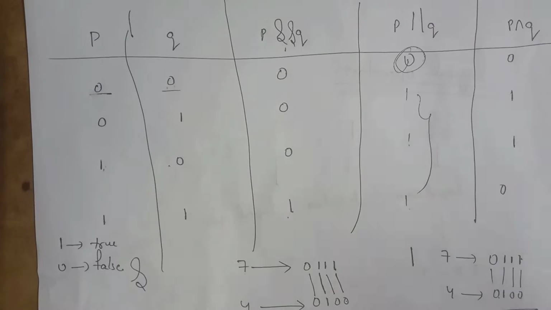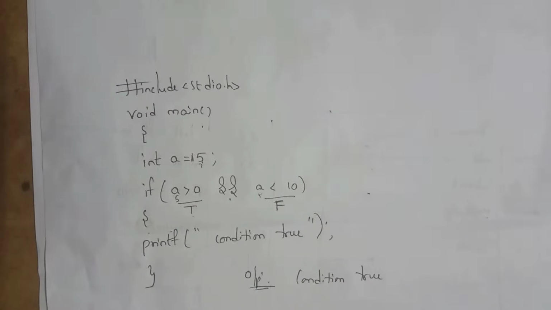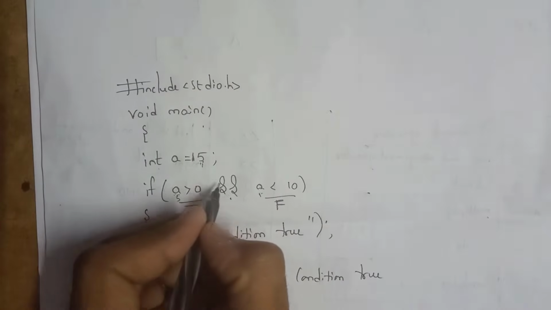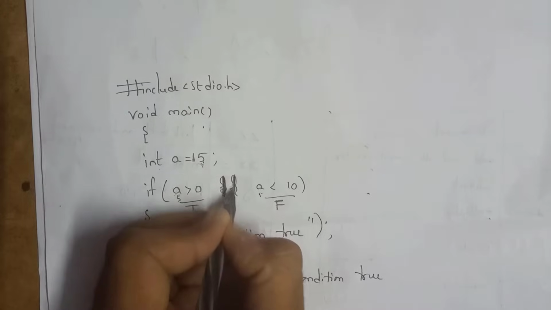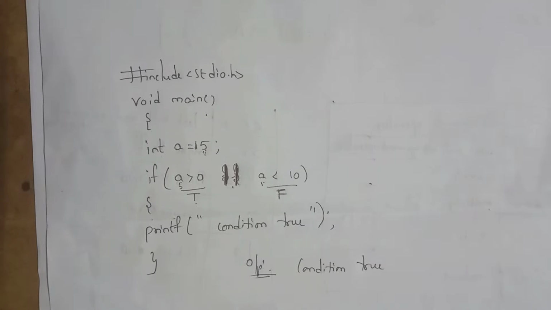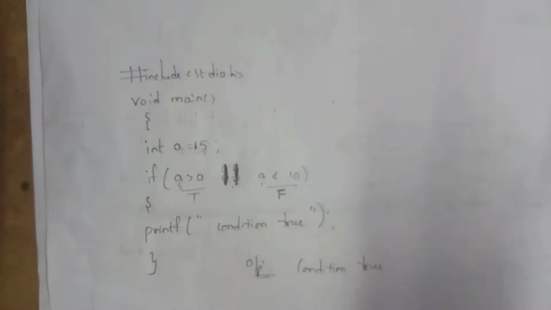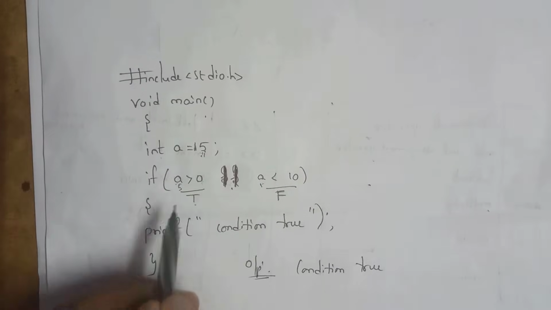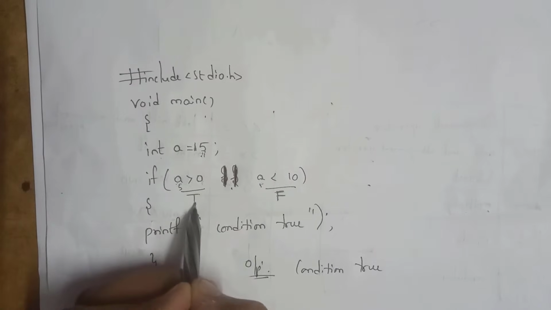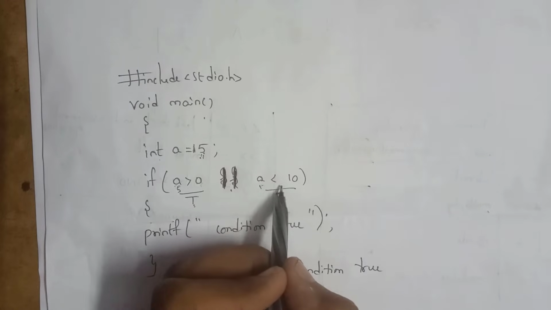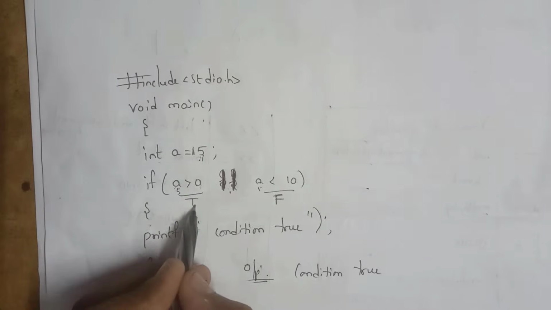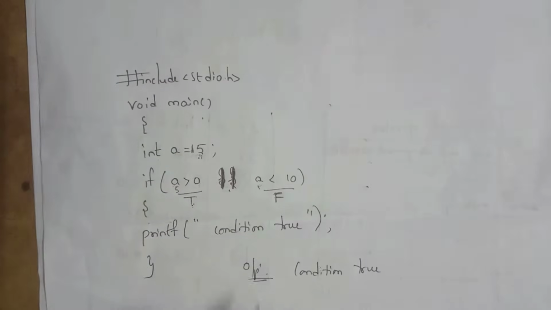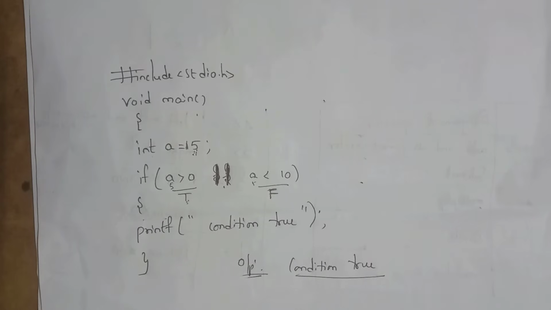I will give one example so that you can clearly understand what this logical OR operator is. Guys, same example. Here, just in place of logical AND, you need to write logical OR. That's it. For logical OR, if any single condition is true, then I will get output. Here I gave the value as 15. 15 is greater than 0. This condition is true. But 15 is not less than 10. 15 is greater than 10. So this condition is false. If any single condition is true, then I will get output. So now I will get the output as condition true. This is the logical OR operator.